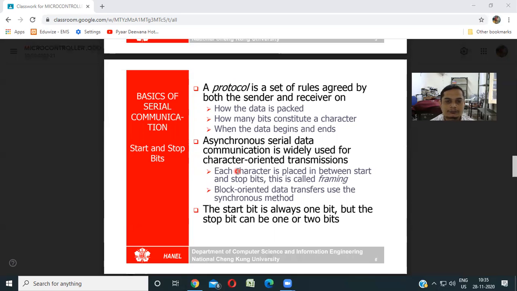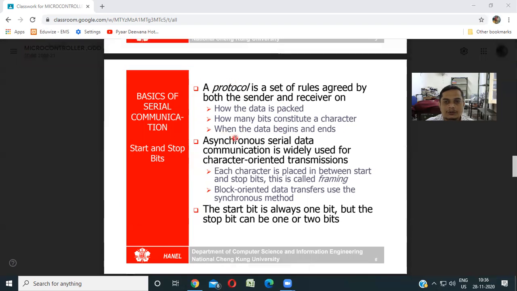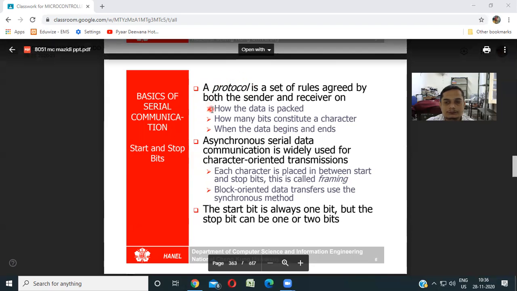How is the data packed? How many bits constitute a character, when the data begins and when it ends. These are governed by a protocol. We require a protocol. The protocol covers the use of bits, how the bits are packed, when you have to use the start bit and end bit, and how many bits constitute a character. So this is performed by the protocol.